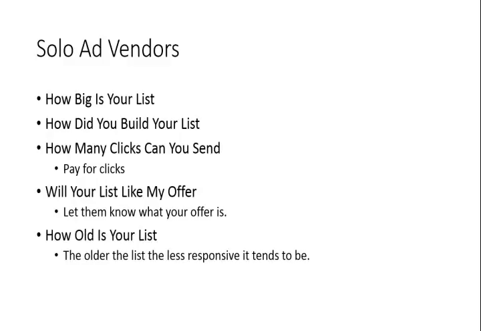Now, you also want to know how old the list is. The older the list is, it's probably going a little stale and it tends to be less responsive. So you'd like to have a list that's fresh, a list that's fairly recent. You don't want a list that's been out there a long time, because people are then a little more immune to the email and they are less likely to open them. They might just still be on the list out of habit.